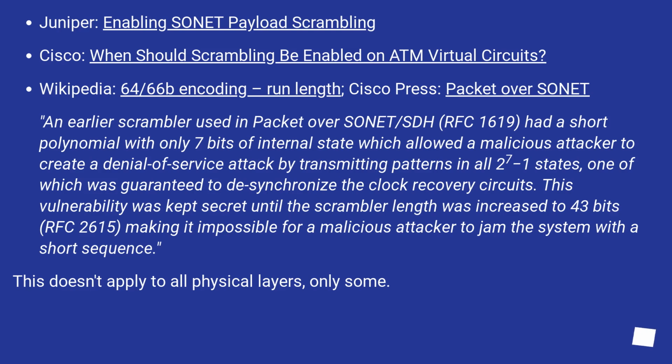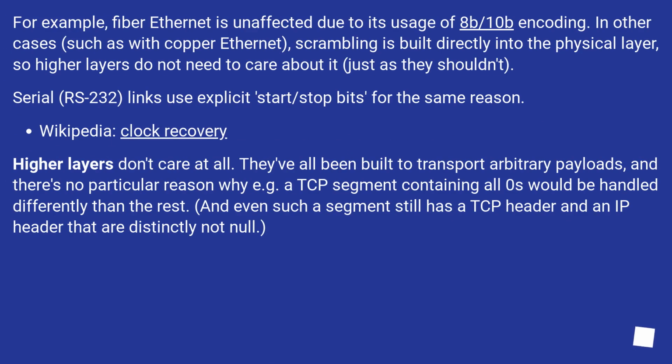This doesn't apply to all physical layers, only some. For example, Fiber Ethernet is unaffected due to its usage of 8B/10B encoding. In other cases, such as with Copper Ethernet, scrambling is built directly into the physical layer, so higher layers do not need to care about it, just as they shouldn't. Serial, RS-232, links use explicit start/stop bits for the same reason. Wikipedia, clock recovery.